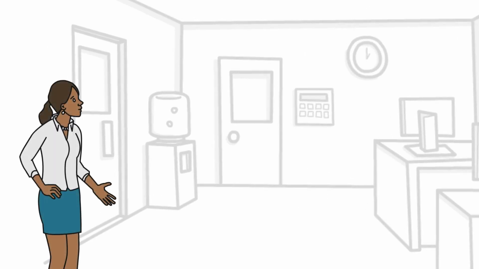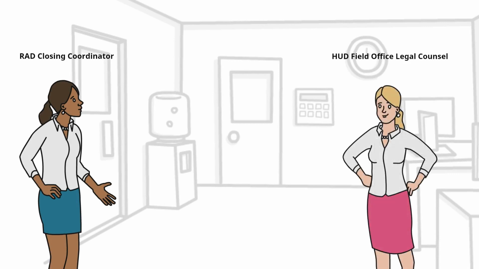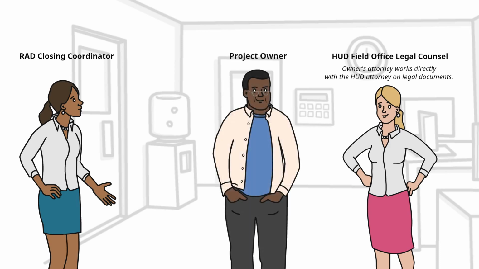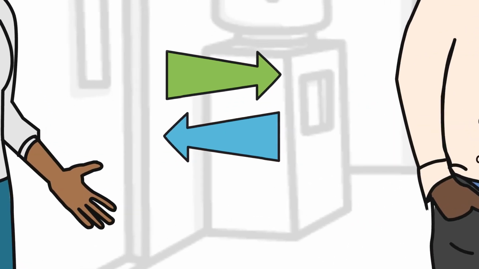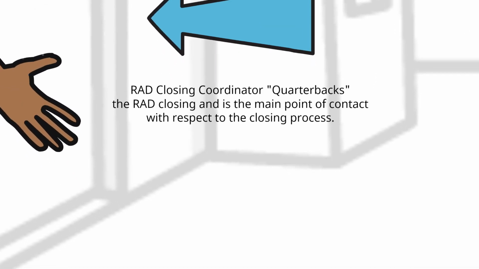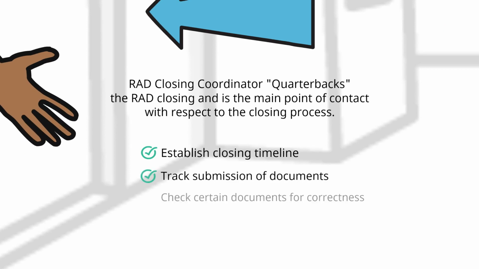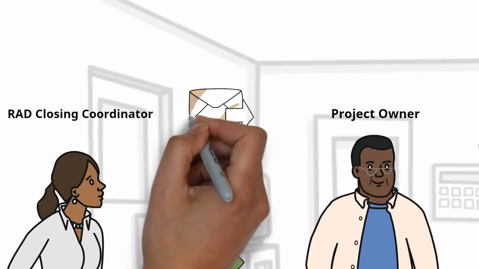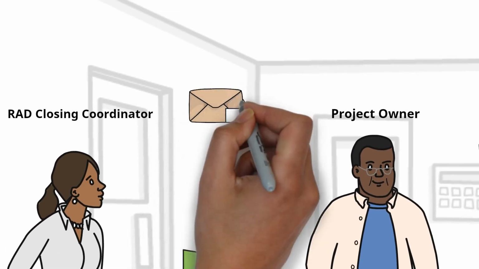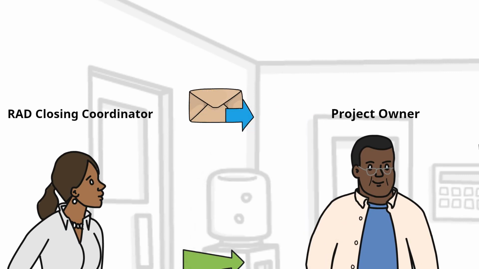When the conditional approval letter is issued, HUD's Office of Recapitalization will assign a RAD closing coordinator to your project and request assignment of HUD Field Office Legal Counsel. The RAD closing coordinator serves as the project owner's main point of contact with respect to the closing process. The coordinator will establish the closing timeline, track the submission of documents, and check the information in certain documents for correctness.